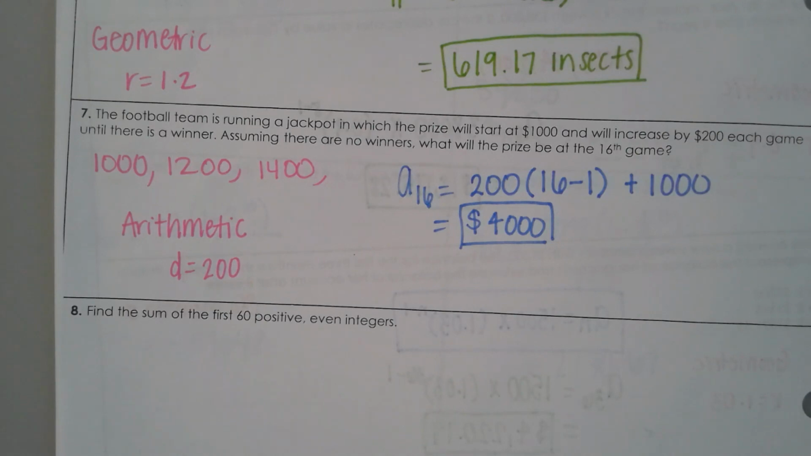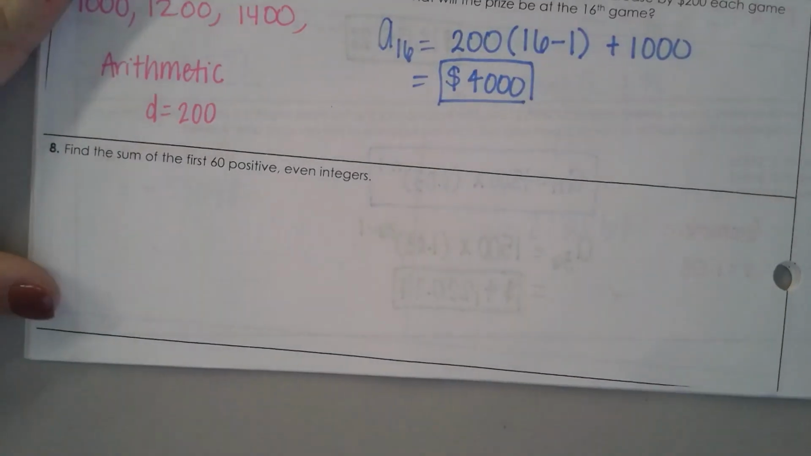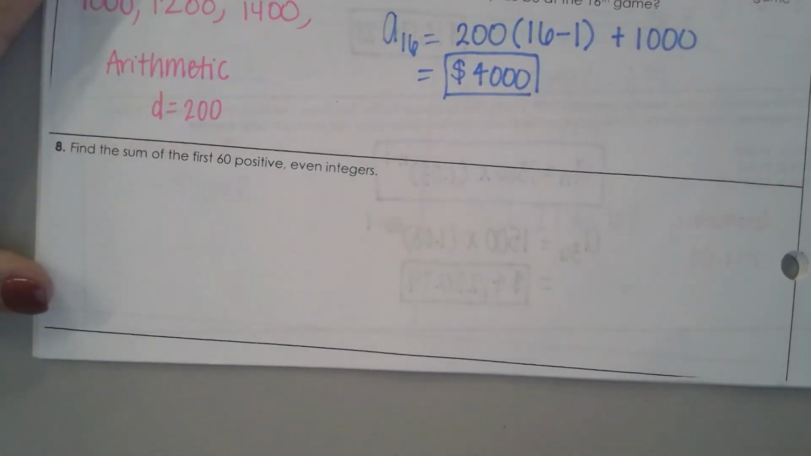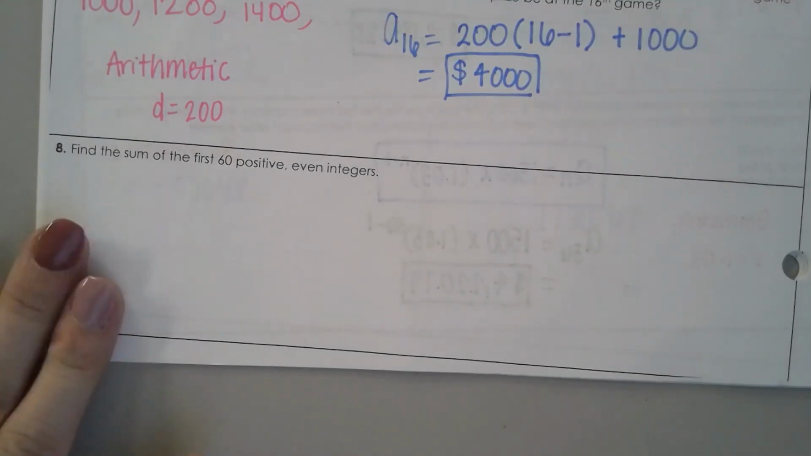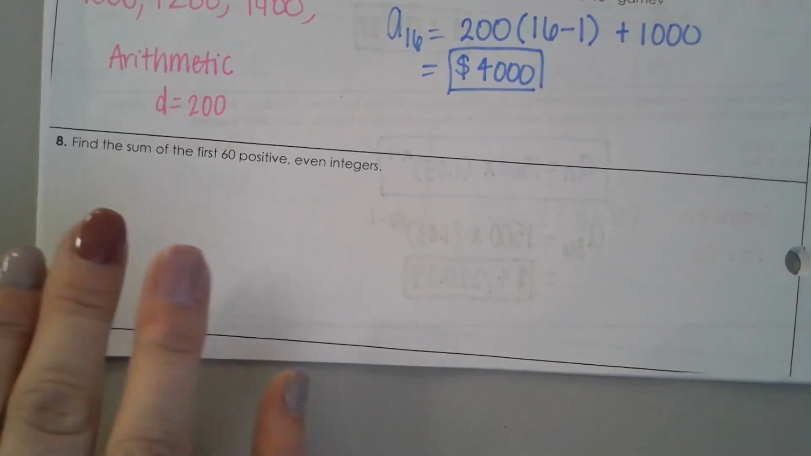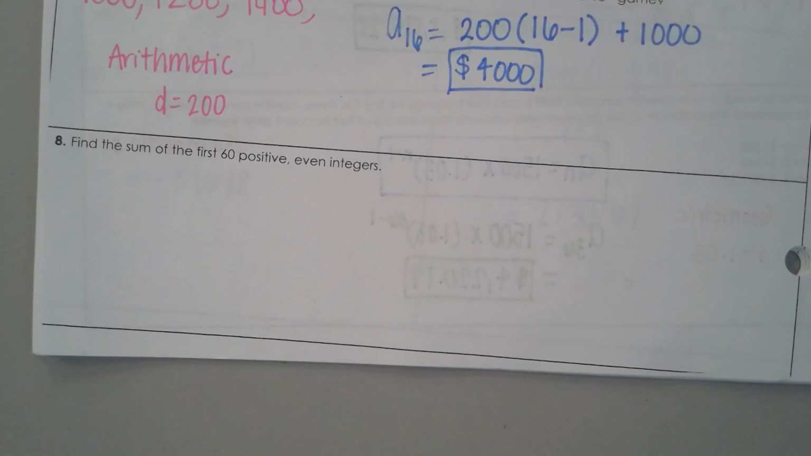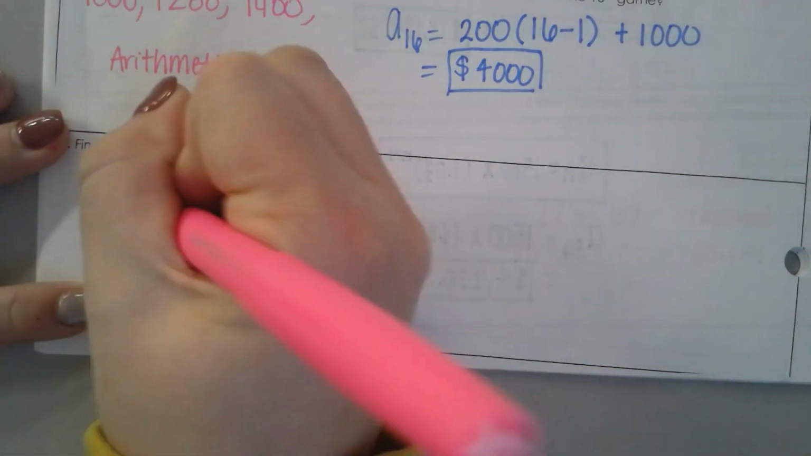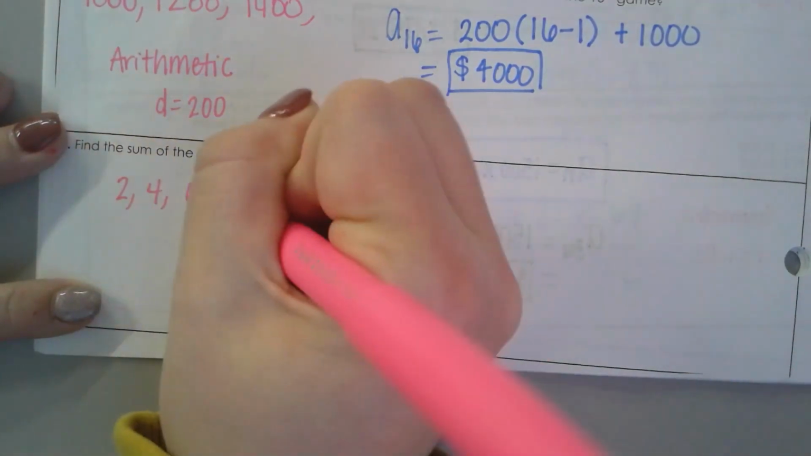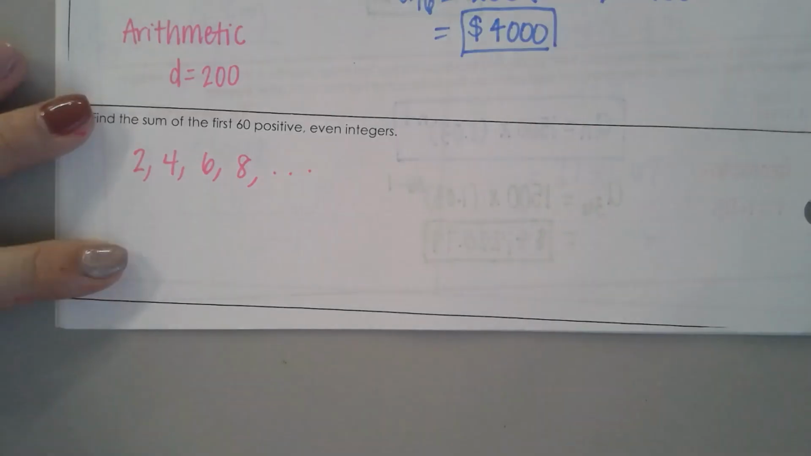Alright, and then the last one is maybe the easiest one. Find the sum, so it tells you right there we've got to use what? Sigma of the first 60 positive even integers. What are positive even integers? 2, 4, 6, 8, and so on.